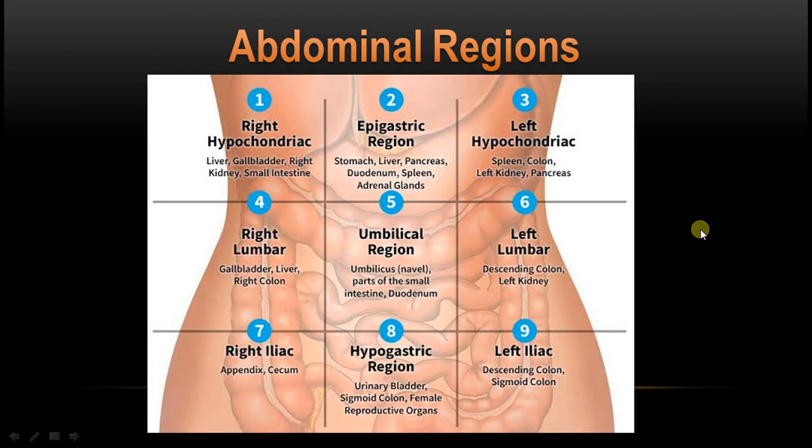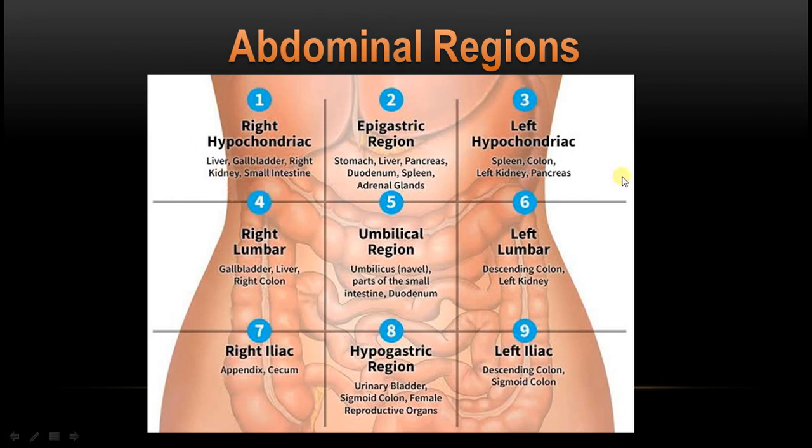Now why we divide the abdomen into 9 regions is for a better understanding of the underlying structures. In this diagram again you can see the epigastric region. What are the structures related to it? The main structure is the stomach, and then part of the liver, pancreas, adrenal glands and so on. The right hypochondriac region is mainly for the liver and gallbladder.